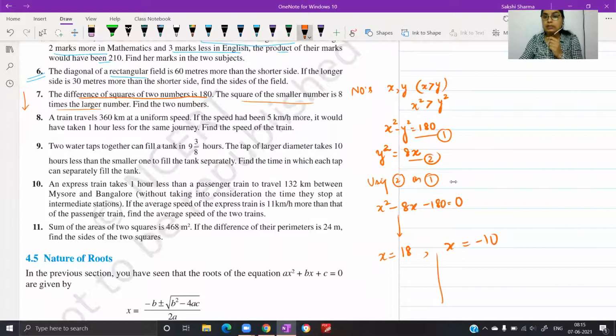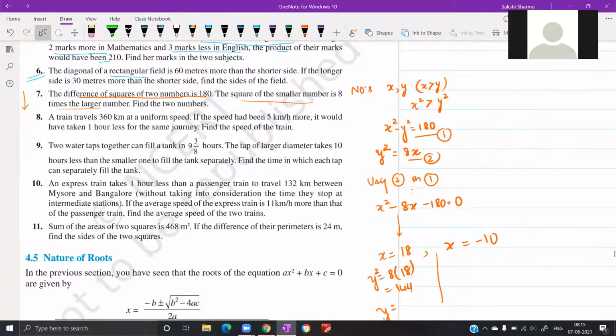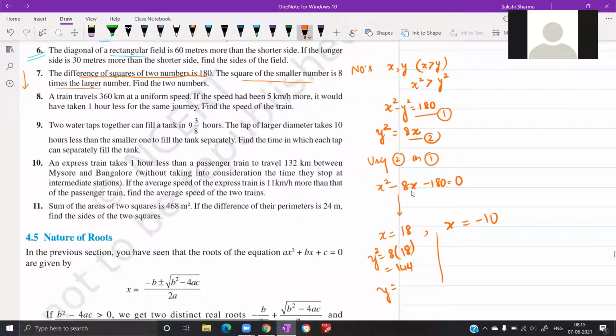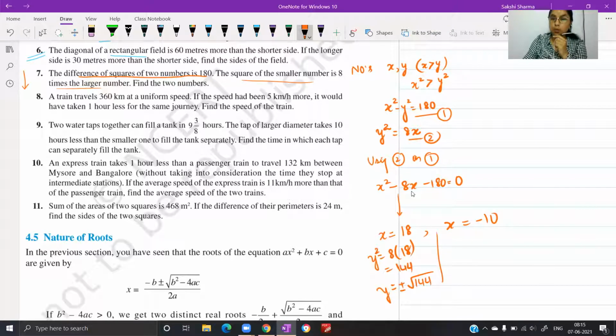So if we take x equals to 18 and we try to find out the second number, the second number can be obtained with the help of equation number 2. You will get y square equals to 8 into 18. So this is 144. Y equals to square root of 144. The square root could be positive or negative. So the answer could be plus minus 12.